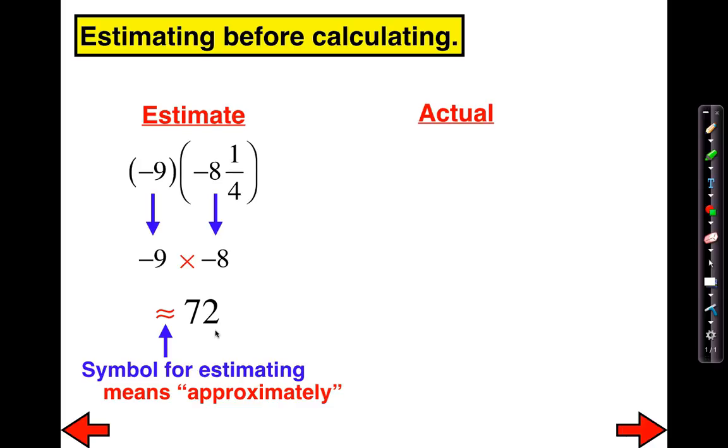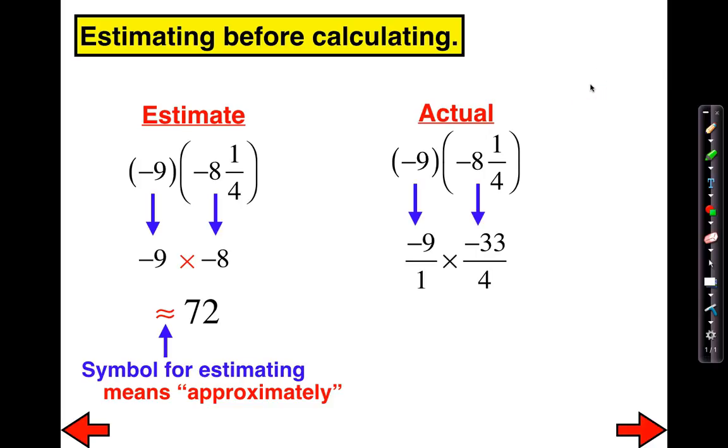So to actually do the calculations, I'm going to go ahead and turn -8 and 1/4 into an improper fraction. So it's -9 times -33/4. Notice I went ahead and put a 1 underneath the -9. That way I can see them as a fraction. So this way I can easily check to see if I can cross cancel. Unfortunately, I can't. So I'm going to multiply straight across, leaving me with 297 divided by 4.